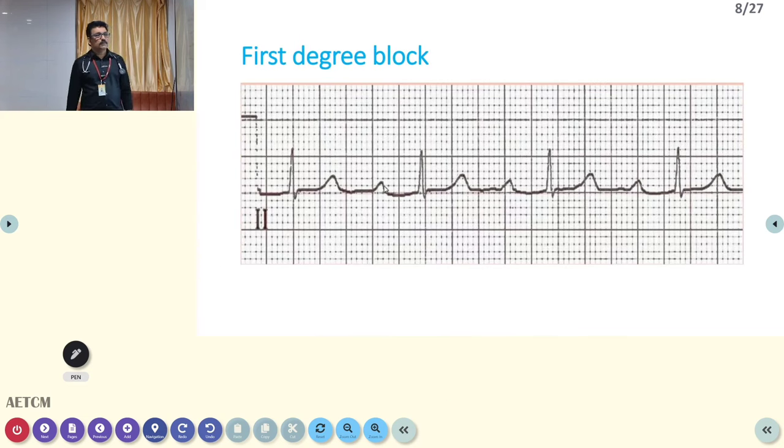Now this is first degree heart block. You can see here 1, 2, 3, 4, 5, 6, 7, 8, 9 small squares in between the P and QRS complex. That is more than 5 squares. This is first degree heart block.